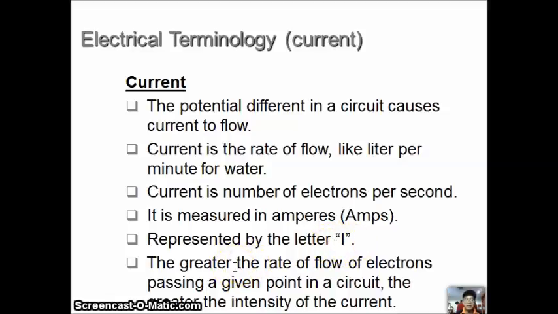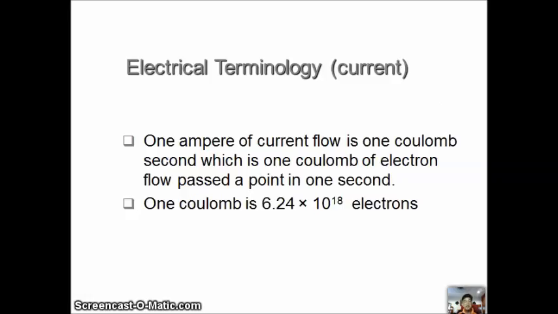The greater the rate of electron flow passing through a point, the greater the intensity of the current. So 1 ampere of current is a flow of 1 coulomb per second. That means 1 coulomb of electrons flows past a point every second. And what is 1 coulomb? 1 coulomb is the amount of electrons equal to 6.24 times 10 to the power of 18 electrons.